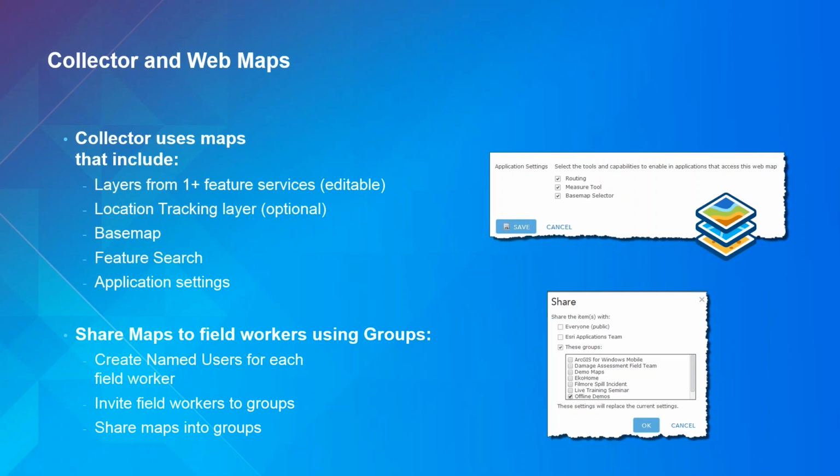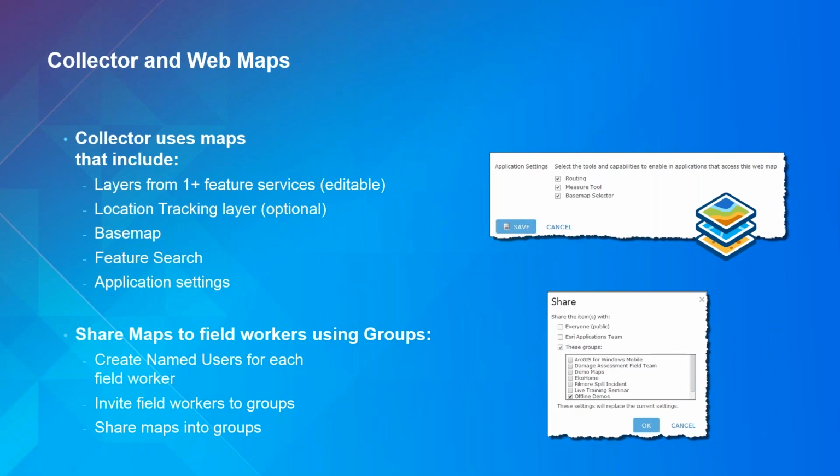If you want to track where your editors go, you can leverage a location tracking layer. This is a built-in capability of Collector to drop breadcrumbs or points to see where your team members were in the field, automatically. So it gives you a sense of where they were in the field. This is an optional setting, and you can choose to set this up.